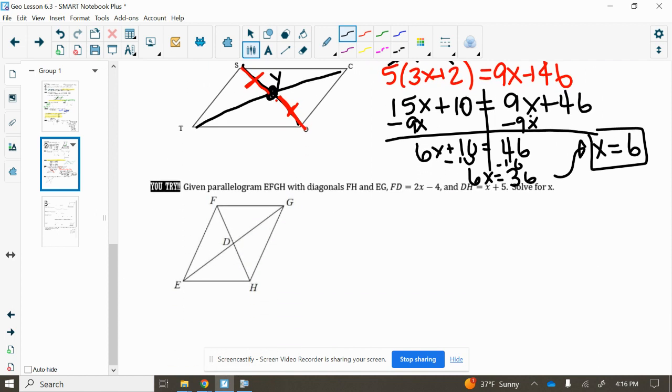There is an example now for you to try as well. Given the value of FD and DH, set up and solve for x.